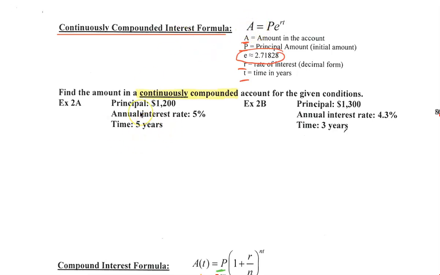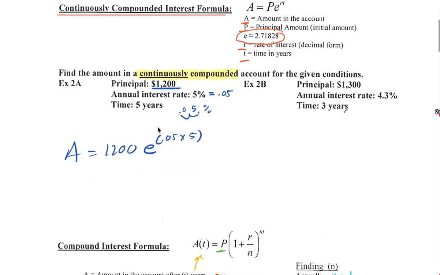Anyways, type it in. So what if I have $1,200 at an annual interest rate of 5% for 5 years? So remember, I gotta make this a decimal. So 5%. If you don't see the dot, it's right behind it. You move it over 2 spots. So 0.05. So we use the formula. A equals P, which is 1,200, times E to the R, 0.05 times T, 5.